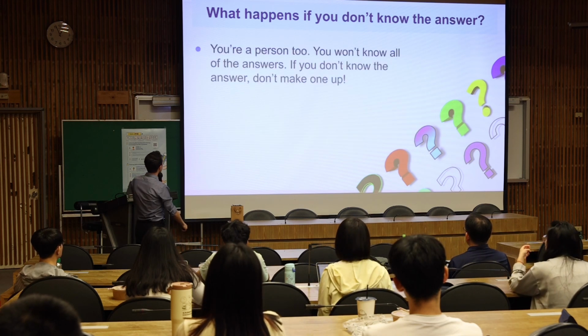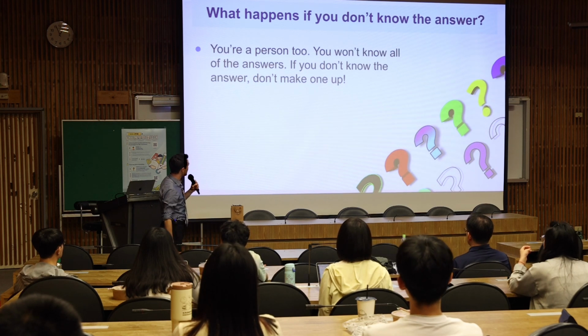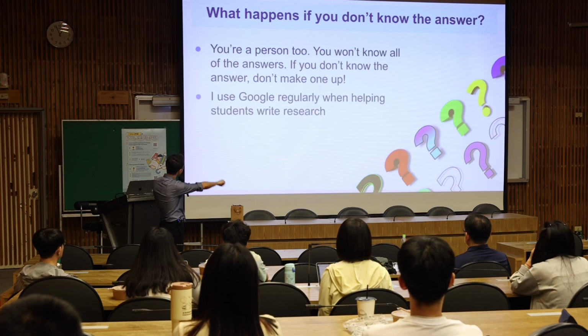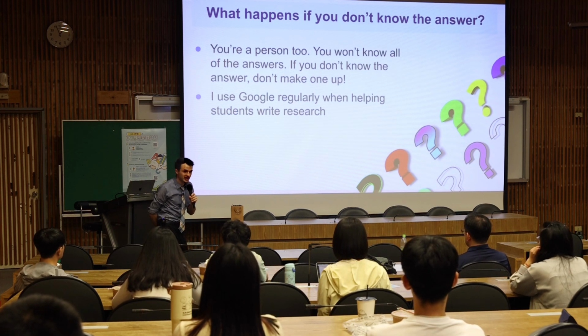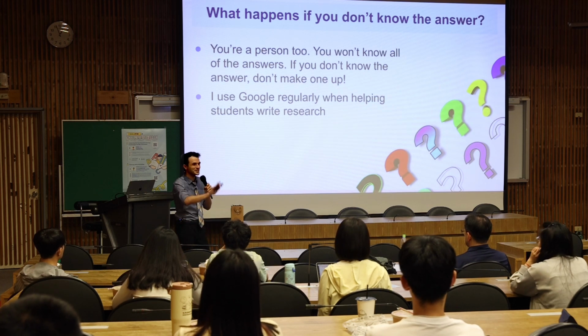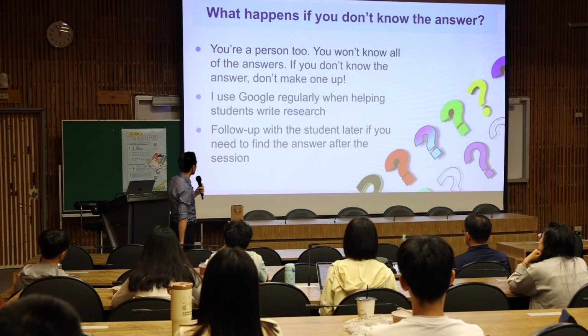Here we go. You're a person too. You won't know all of the answers. If you don't know the answer, don't make one up. I've made that mistake before. I use Google regularly when helping students write research, especially when they're doing APA. Antony, how do I cite this source? Let's make sure. I don't want to guess. Let's get it right. I go to Purdue OWL. You've probably all been there, and we figure it out together.